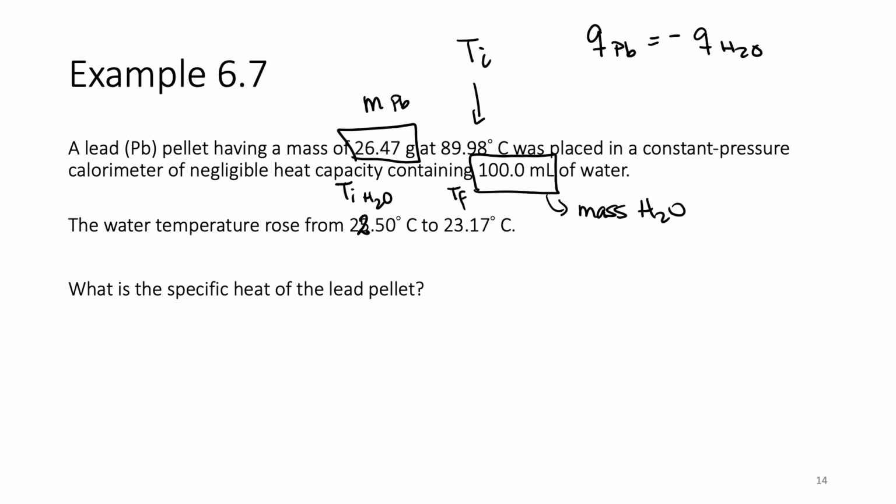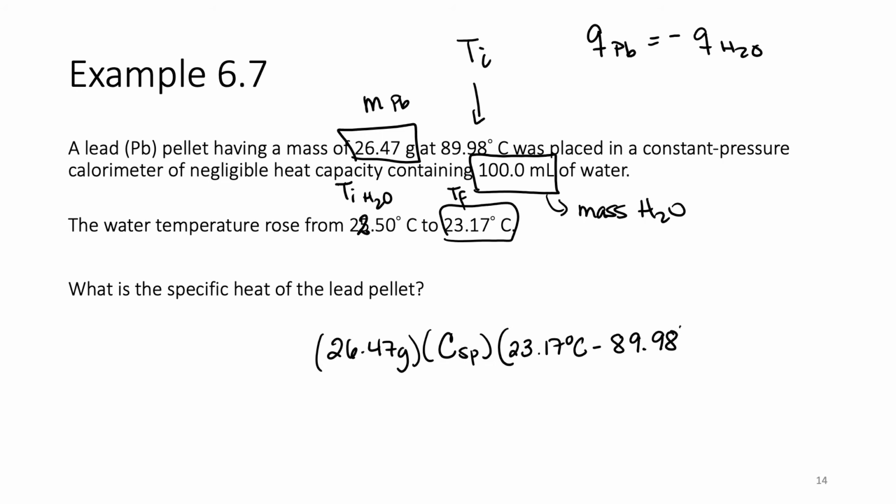So I go ahead and I start with my lead. So I have 26.47 grams times a number I don't know. Final temperature of lead is going to be the same as the final temperature of water minus the initial temperature of the lead. That is going to equal minus the mass of water, which is 100 grams. Where did you get 100 grams from? Well, we have 100 milliliters of water. We are going to make the assumption that the density of water is 1 gram over milliliter.